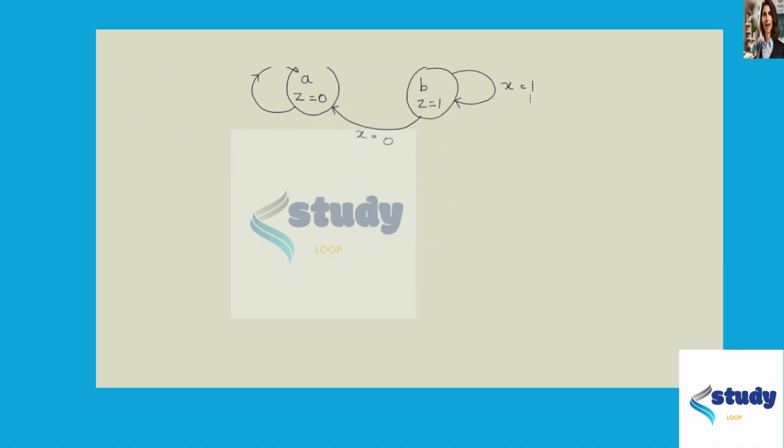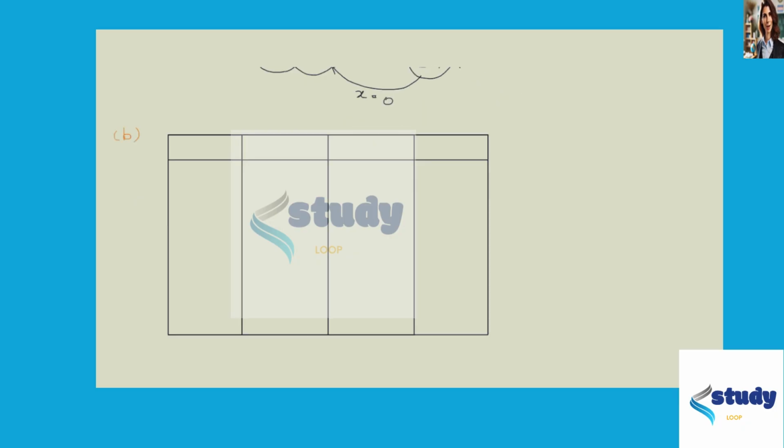Then let us move on to the next question, which states that the flow table can be reduced into 4 rows. Here we have the state, the input, the next state NS, and the output z.